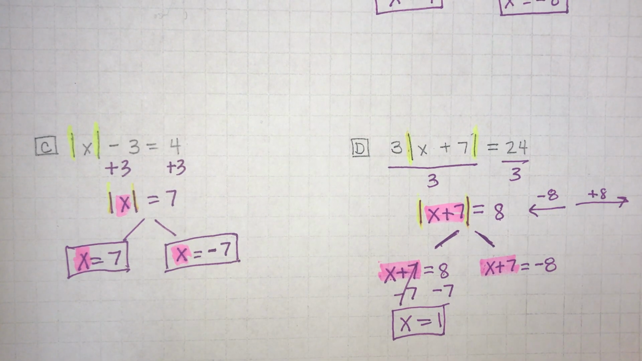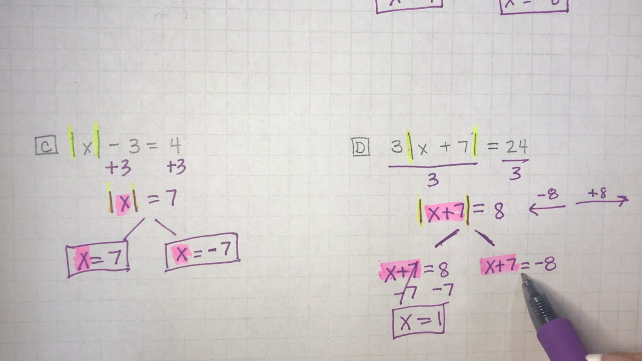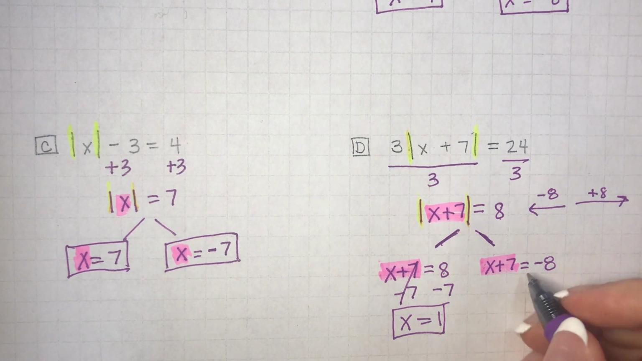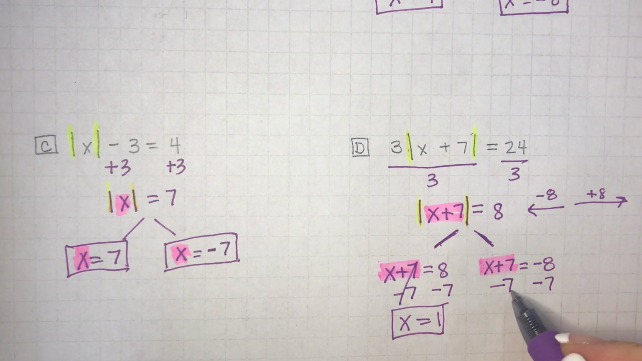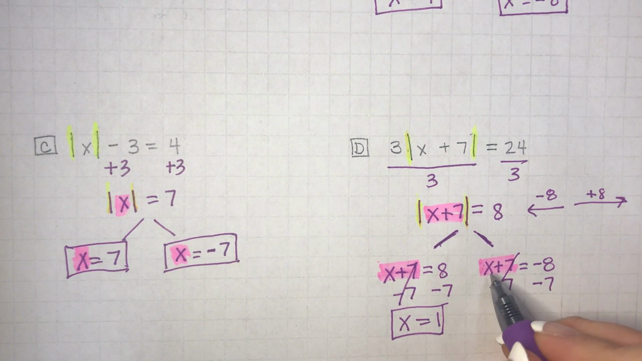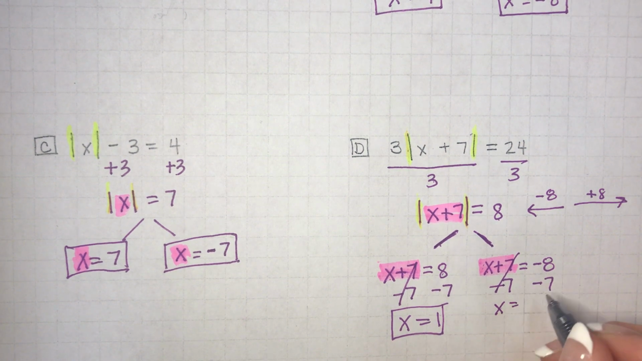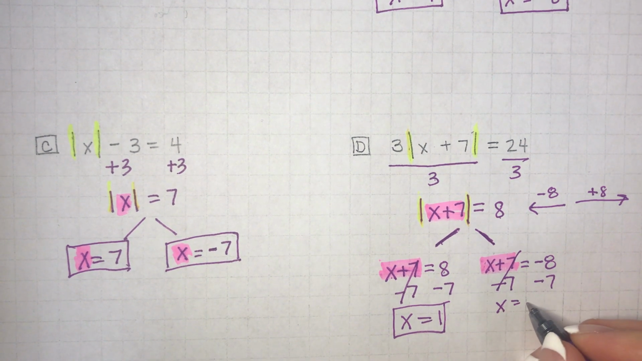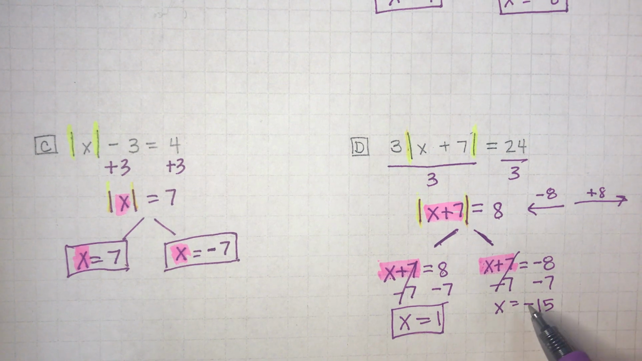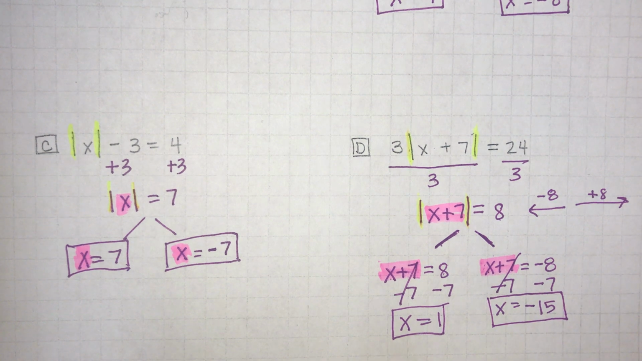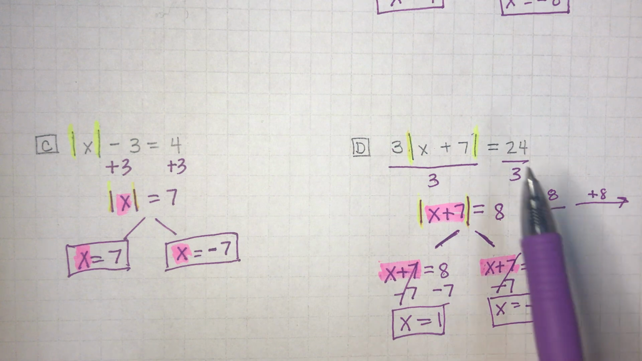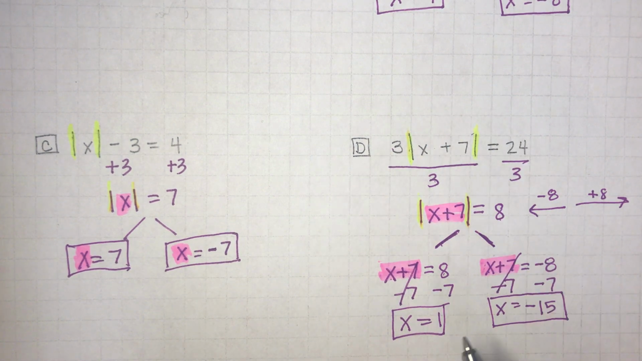Then we go over here. We're trying to get x by itself. There's a 7 here, so we have to do the inverse operation of addition, which would be subtraction. We're going to subtract 7 from both sides. A positive 7 and a negative 7 cancel out and become 0. We're left with x equals negative 8 minus 7, which ends up being negative 15. So those are the two answers right there. X equals 1 and x equals negative 15. So whenever you're dealing with absolute values, you can sometimes have two solutions.